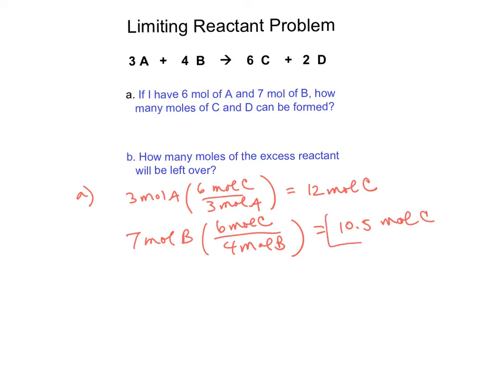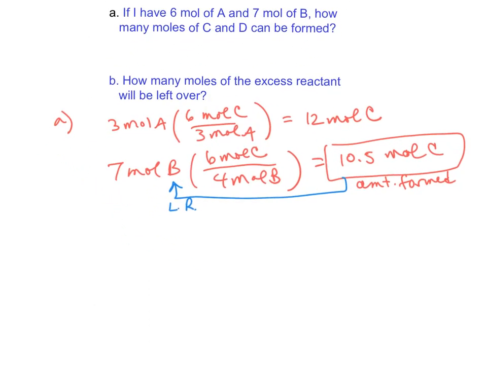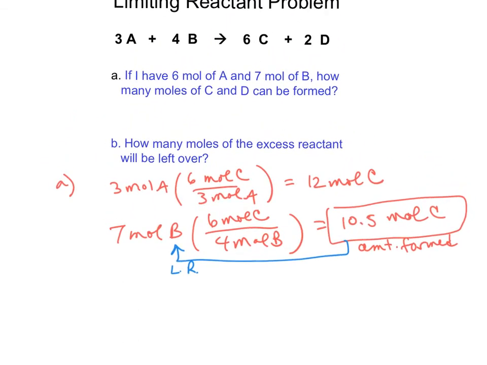So we're going to pick the smaller number. This is the correct amount formed, and B is the limiting reactant. So this is the correct amount of C formed, 10.5. You pick the smaller number, and then you'll know which one is the limiting reactant as well. So if the limiting reactant is B, then B is completely consumed. You get 0 moles of B at the end, but then you'll have some leftover A.